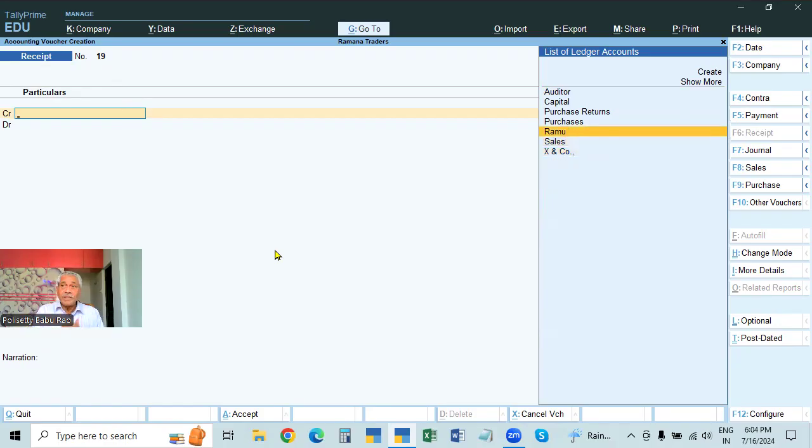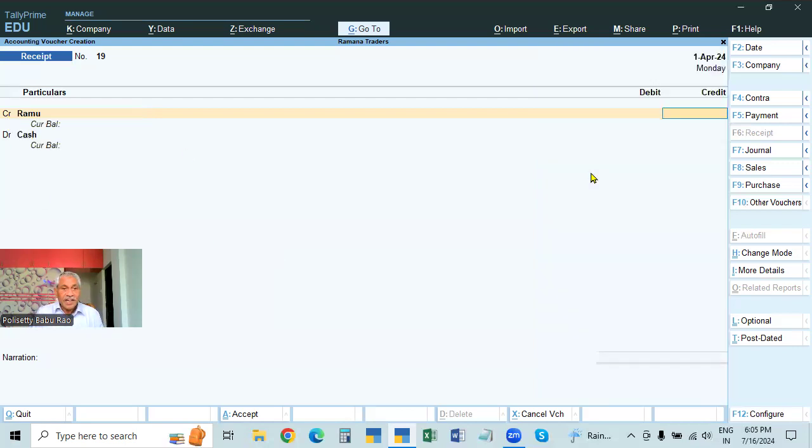Listen, when we are receiving, Ramu is paying to us. When we are receiving cash, Ramu is the giver. So debit cash when you are receiving, and Ramu is the giver, so the Ramu account is to be credited. The debit is the cash account, and it is asking for credit, so the Ramu account is to be credited.